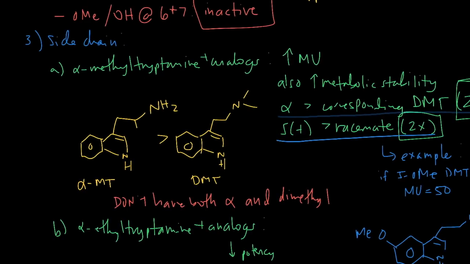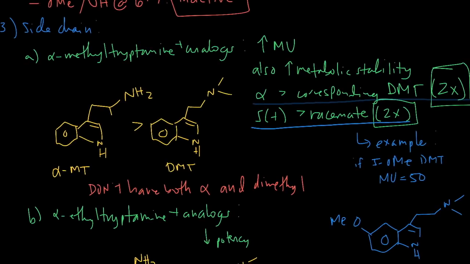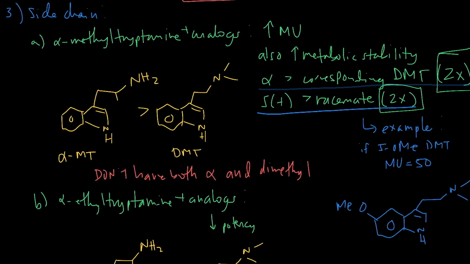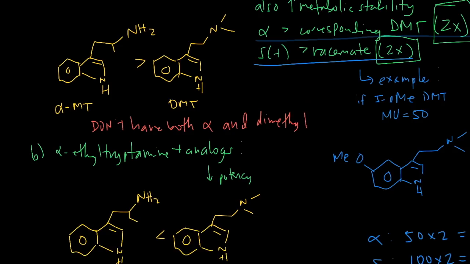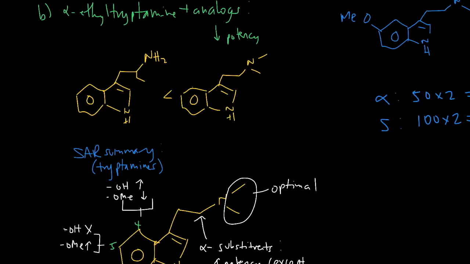The alpha substituent is twice as potent as its corresponding DMT. S plus isomer is twice as potent as the racemate. Remember, you can't have both an alpha substituent and a dimethyl group. Alpha substituents increase potency and increase metabolic stability. Homologation at the alpha position decreases potency. Here's your summary.